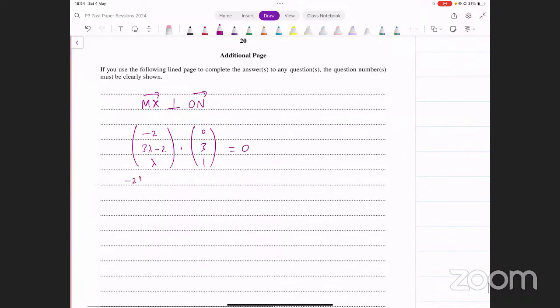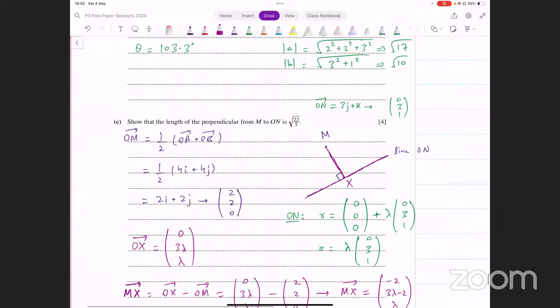What do we get from this? Minus 2 into 0 plus 3 lambda minus 2 into 3 plus lambda into 1, that equals 0. And that gives us 9 lambda minus 6 plus lambda equal to 0. We would get a value of lambda from this, which is 6 over 10, and that's 3 over 5. That's the value of lambda at which the point X would be the foot of the perpendicular. Now, what we're looking for is this distance from M to this point X.